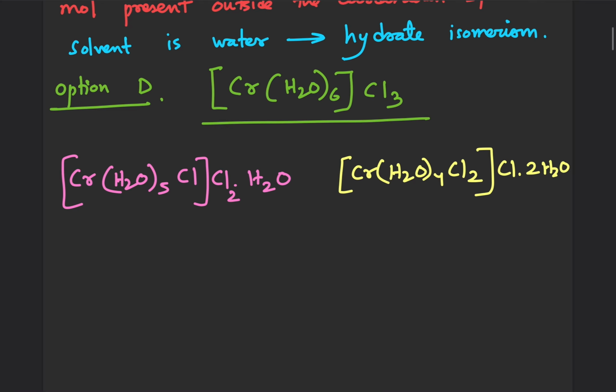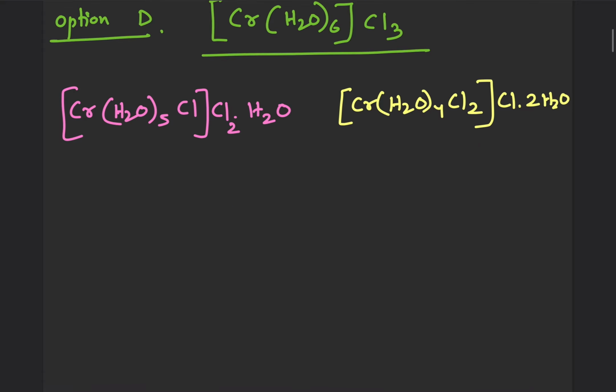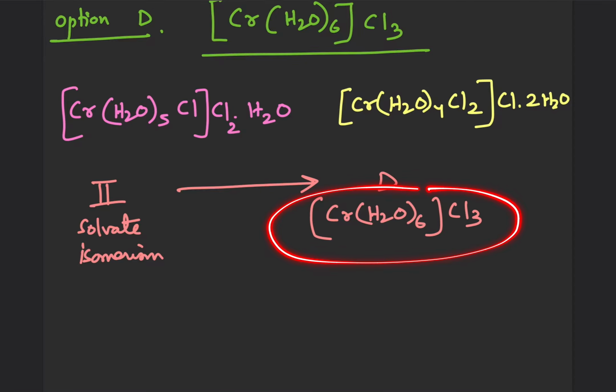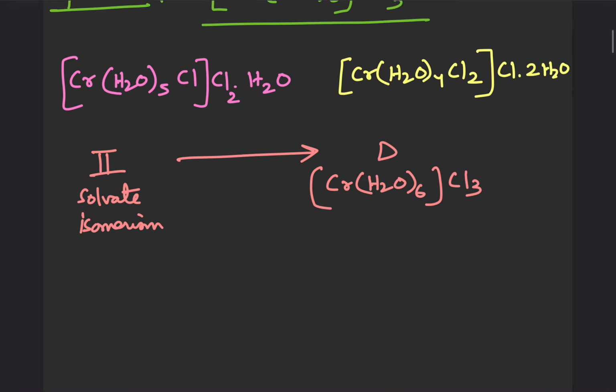So therefore, 2, that is solvate isomerism, is matched to D, and D, the complex is Cr(H2O)6 Cl3. That is, this complex shows solvate isomerism. Then we have to talk about linkage isomerism.